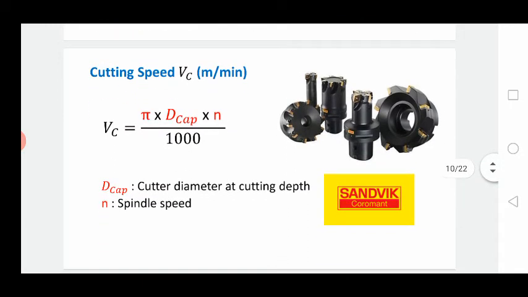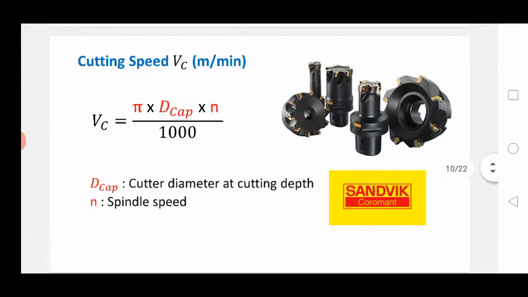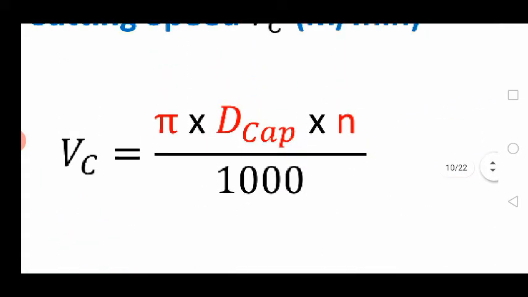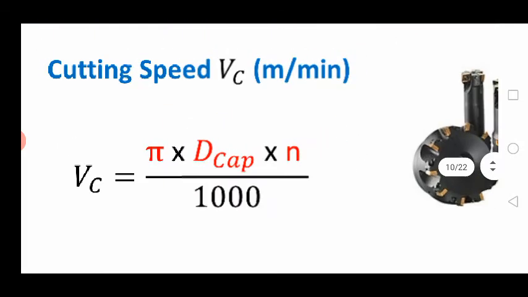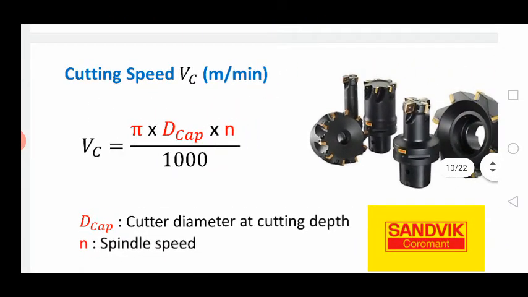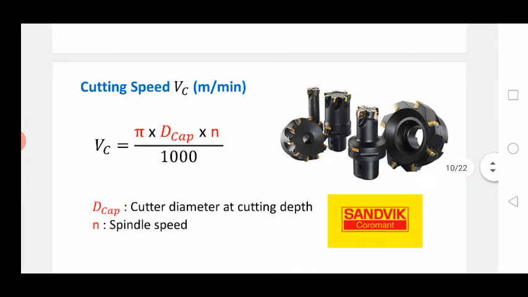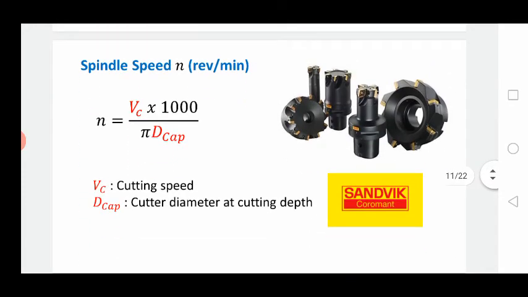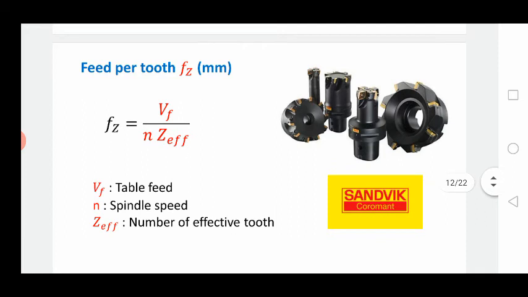Then cutting speed, similarly we have equations for everything. VC is equal to pi into DCAP into N divided by 1000. This is the equation we have. DCAP means cutter diameter at cutting depth. N is spindle speed, based on which we calculate cutting speed, how much it has to be for that tool. Next is spindle speed. Similarly, N is equal to VC into the same thing, rearranged. Then feed per tooth, how much it has to be, we can calculate using this equation.